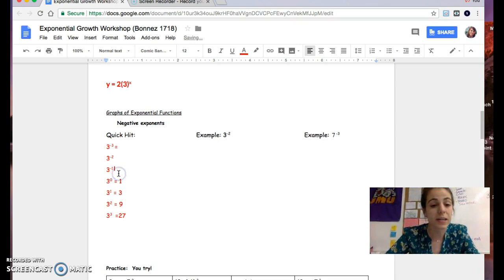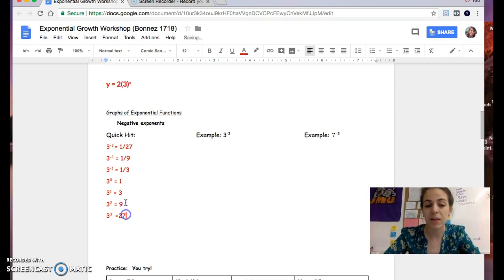So we're going to keep going on with this pattern. You're still going to divide by 3. So 3 divided by 3 gave us 1. Then 1 divided by 3 would give us 1/3. And then 3 to the power of -2 would actually equal 1/9, because you're dividing by 3 again. And 3 to the power of -3 would be 1/27.